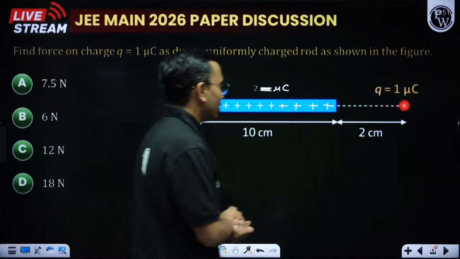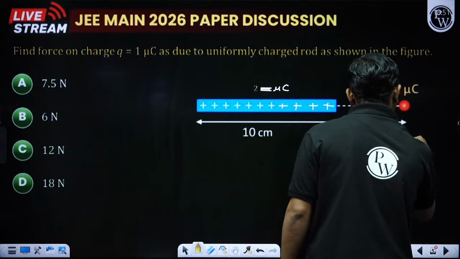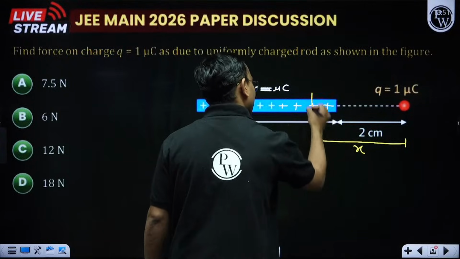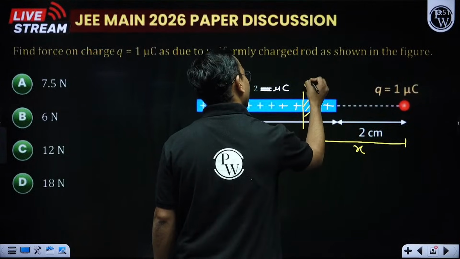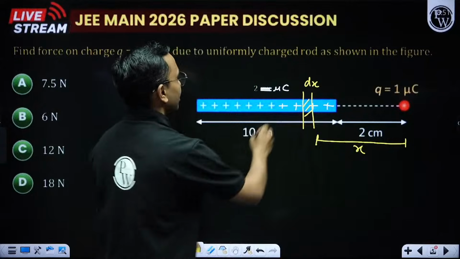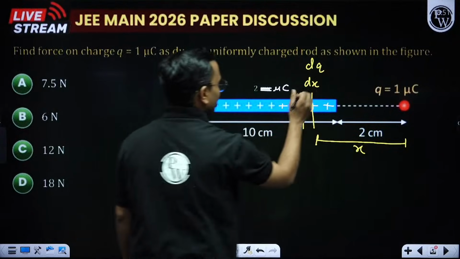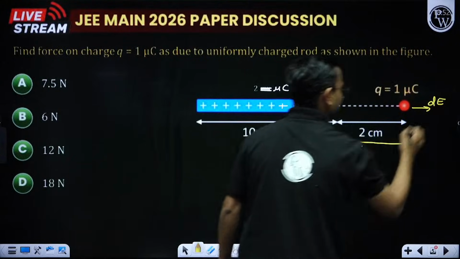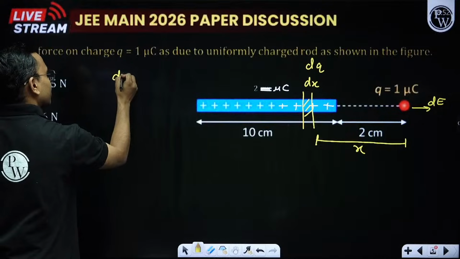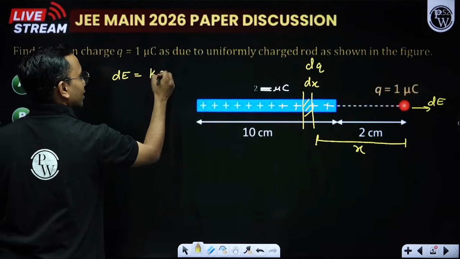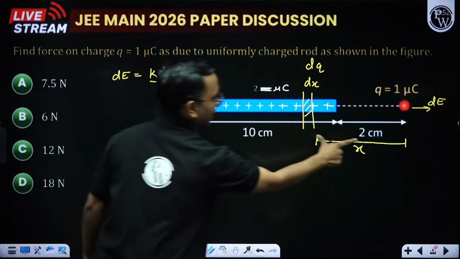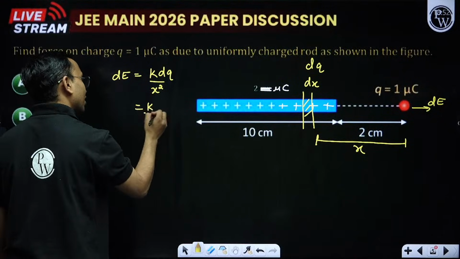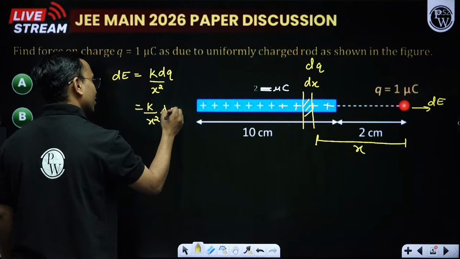Let us take from here at a distance x. I am taking a small section of the rod having thickness dx. Its charge is dq. So due to this, the field there is dE. dE equals k dq divided by the distance squared, x squared. dq I can write as lambda dx.